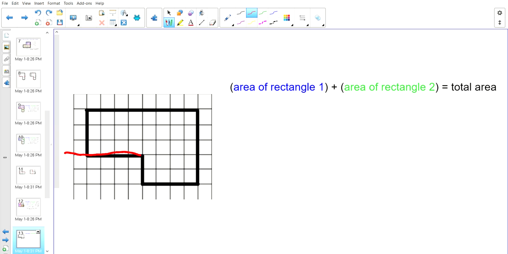Let's split it horizontally, making a large rectangle on the top and a smaller rectangle on the bottom. We'll call this larger rectangle, rectangle 1. Quickly count the sides and figure out what size this rectangle is. How wide is it? How long is it? What is the total area? I'll give you a moment to count the sides and find the area of rectangle 1.